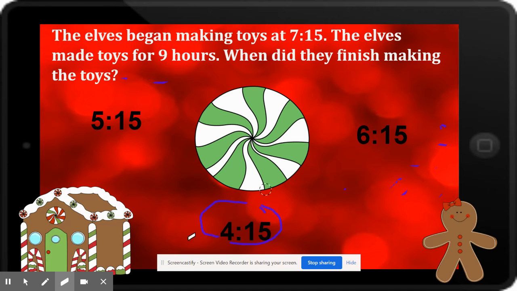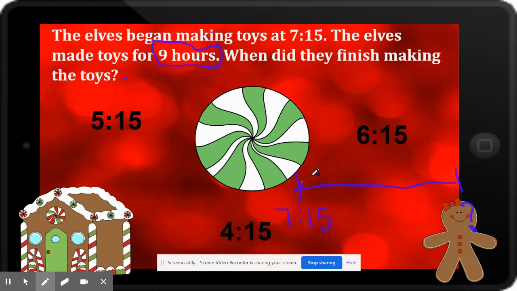Sorry, kiddos. Let me get this off. Okay. The elves began making toys at 7:15. So we know what the beginning of our number line is. We can go ahead and draw that number line out. And we know that at the very beginning of it, we're going to write 7:15. I know that before I even read the rest of this word problem. The elves made toys for 9 hours. That's telling us that we know how many jumps we're going to have to make. When did they finish making toys? This is going to be our question mark. The end of this is what we need to know.